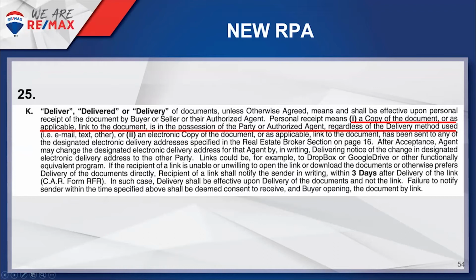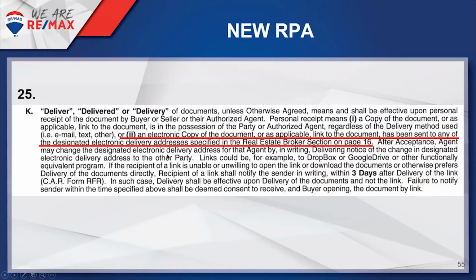Personal receipt means a copy of the document or an applicable link to the document is in the possession of the party or the authorized agent, regardless of the method of delivery used. So you're giving documents and you're uploading them all to one giant file and it's too big to email. So you put it on the cloud and give them a link. When that link is in possession of the authorized agent, that is delivery.